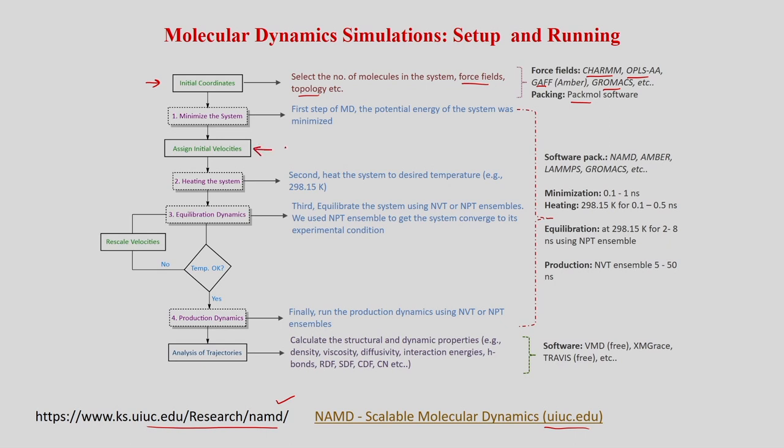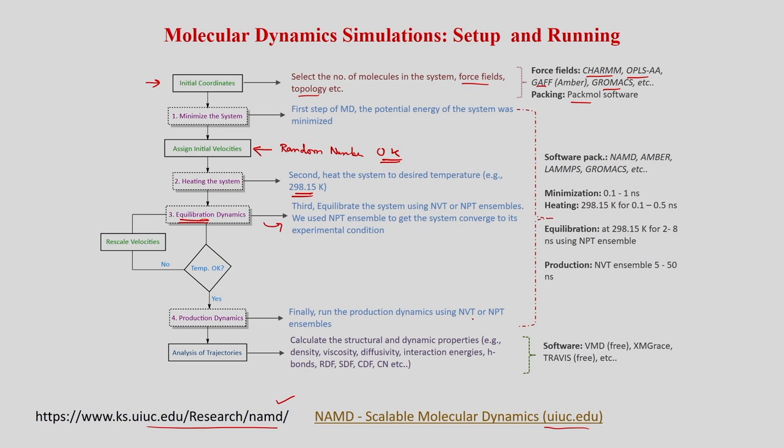Now, you assign initial velocity through random numbers. Then heat the system because we are at 0 Kelvin here. So, heat it from 0 to 298.15. While you heat, your kinetic energy will increase, but your potential energy remains the same. So, for that you equilibrate. It means you distribute the extra energy obtained in the kinetic energy to other degrees of freedom. If the temperature is fine and the volume has stabilized, you go for production.